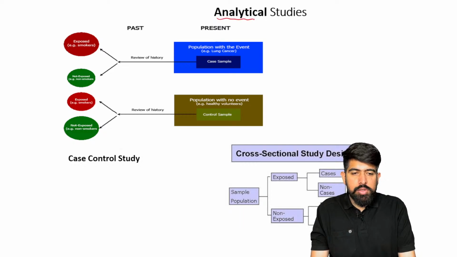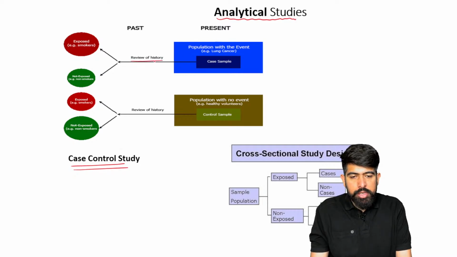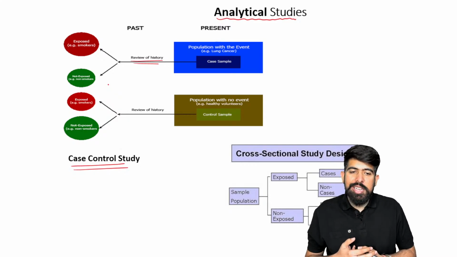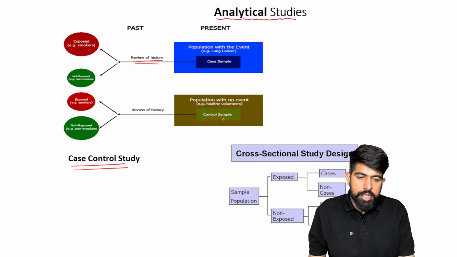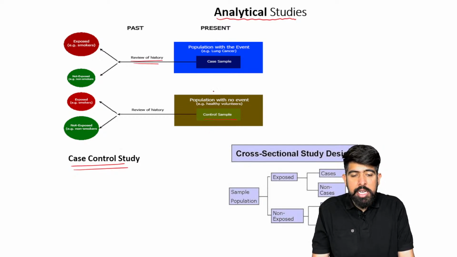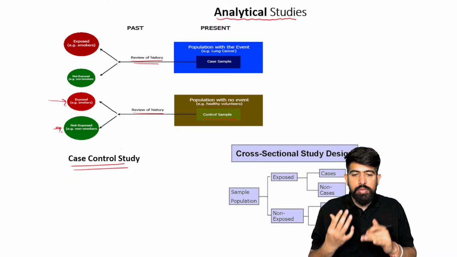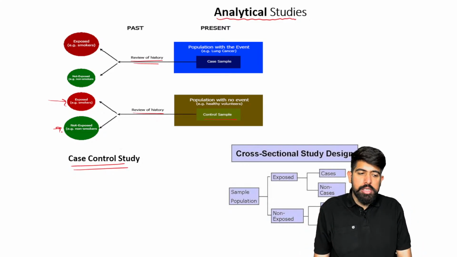And then we have the analytic studies also, like the case control study. What is the case control study? We are at the present time and we take the population with the event, and we review the history of the patient. How many had exposure, like smokers, and how many were not exposed, like non-smokers. The event in this example is lung cancer. We also have the control sample, which is a group of healthy volunteers. Among these healthy volunteers, we also review the history of how many were exposed and how many were non-exposed. So this is all about the case control study. We start with the cases and go to the controls. We have two different groups here, cases and controls, and we have to study both.